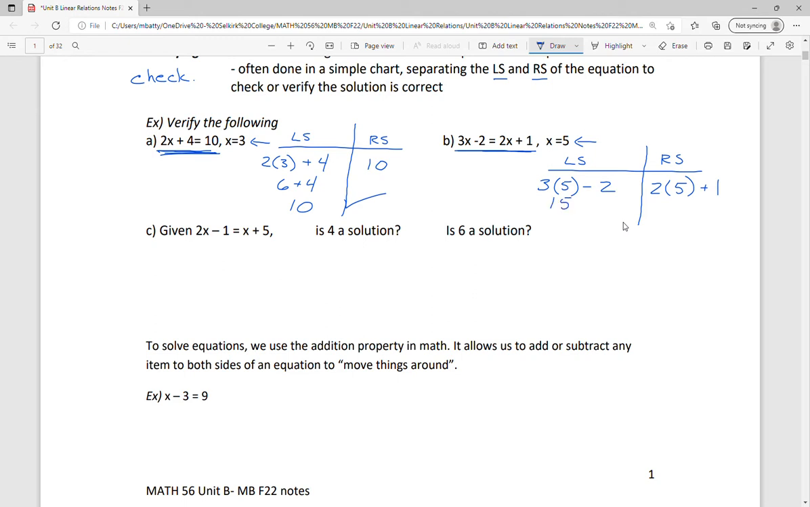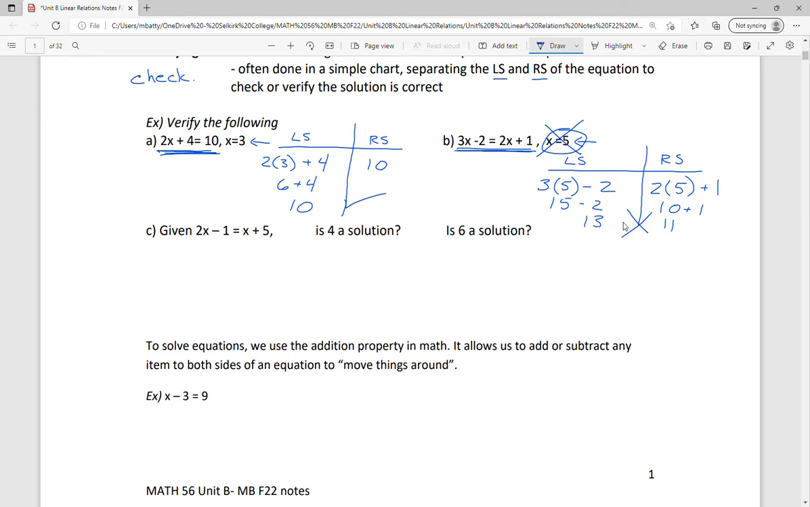So I'd have 15 minus 2, or 13, on the left-hand side when I tried out x equaling 5. And on the right-hand side, I'd have 10 plus 1, or 11. So that tells me the left side doesn't equal the right side. That means that this is not a solution for this equation. There might be another one, but I have verified this and it failed, basically.